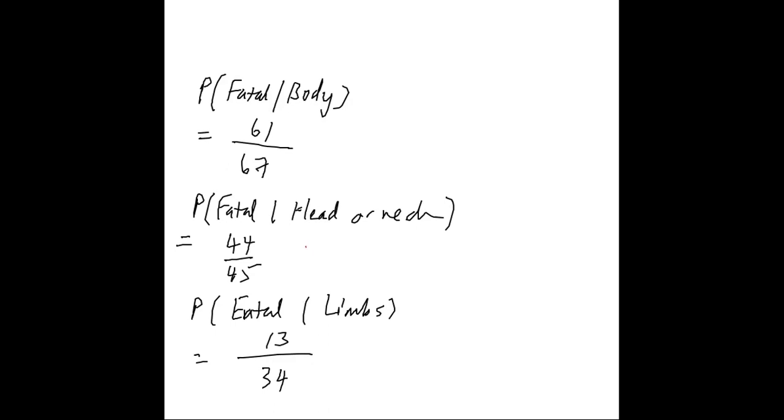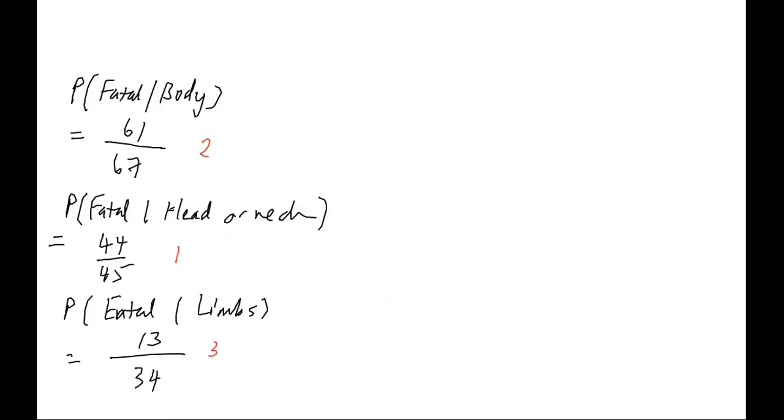This one will be number 1, this will be number 2, this will be number 3. So easiest to die is when hit on the neck. If you hit on the neck or head, the chance of dying is almost sure, almost 1, followed by a hit on the body and finally a hit on the limbs. And that actually conforms to true experience. So in a battle, don't get hit on the head.